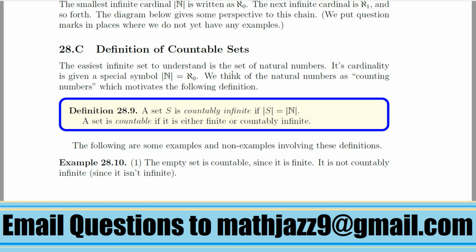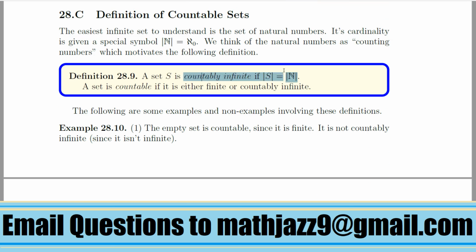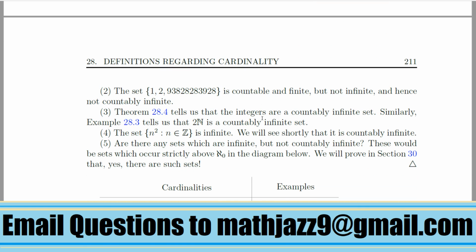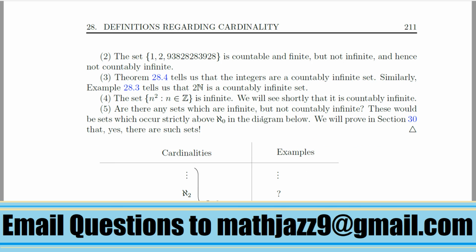Okay, so, definition of countable sets. A set is countable if it has the same cardinality as the natural numbers. That's a useful thing. It's a pretty simple definition, so we'll just keep going.